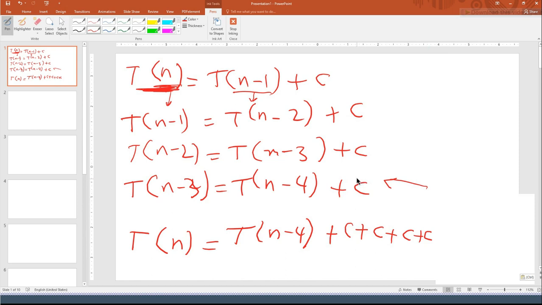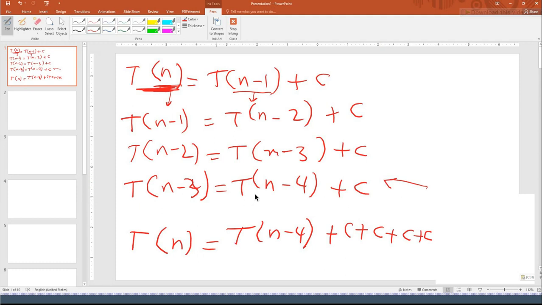Is it clear up to this point? Let's please focus before you start giving questions. Wait. So up to this point, we say that Tn minus 3, we can make more rounds. You can say Tn minus 4 equal Tn minus 5 plus C, and so on. But let's stop at this point. So Tn minus 3 equal Tn minus 4 plus C.